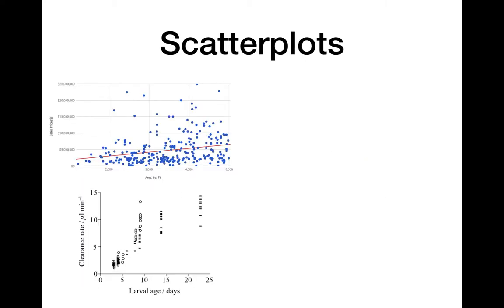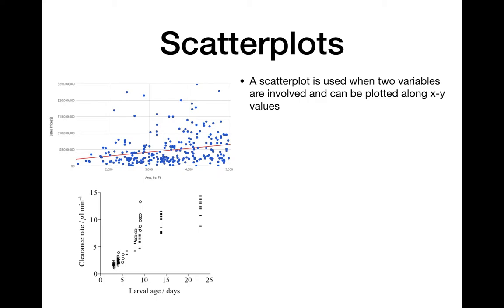Okay, next one are scatterplots. So scatterplots is when you have two variables, two quantitative variables, and they can be plotted along XY values. They have to be quantitative. So here we have a sales price and we have square footage. And here we have clearance rate and larval stage. And this is also from an old IB exam.